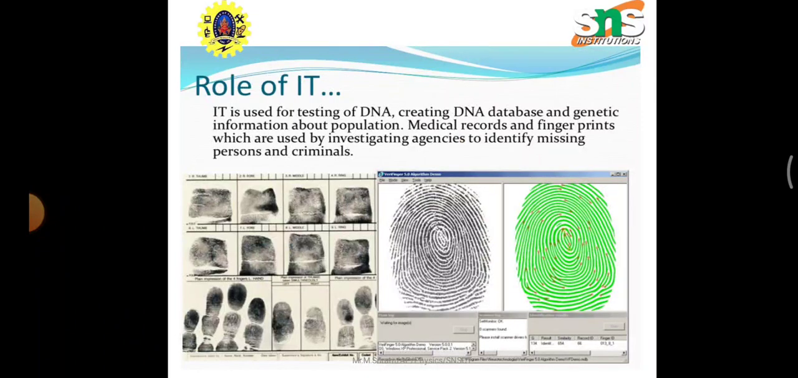Creating a DNA database. The National Institute of Occupational Health, developed by the Indian government, provides computerized information on occupational health, that is the health aspects of people working in various hazardous and non-hazardous industries, safety measures, etc.